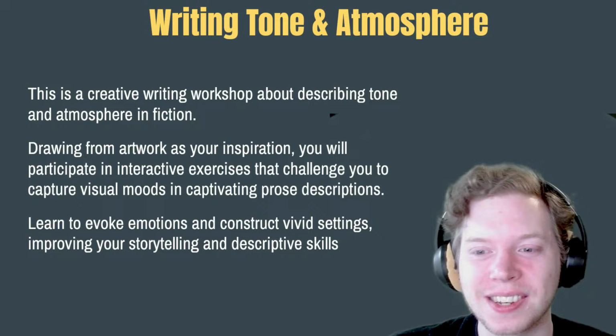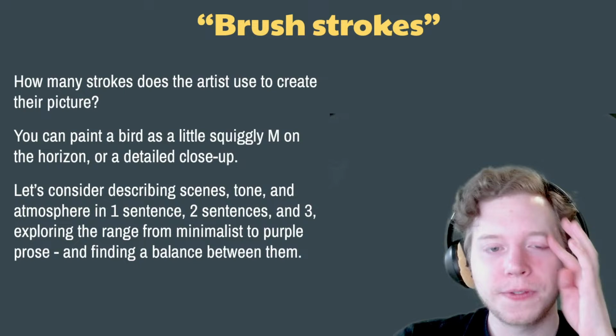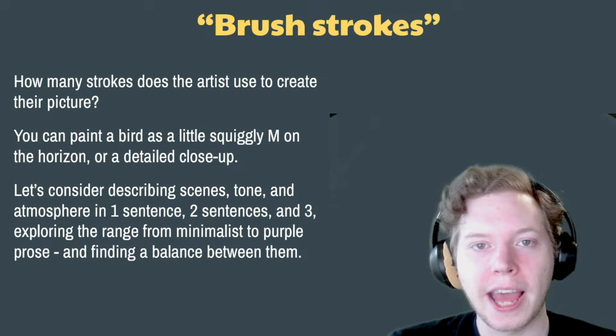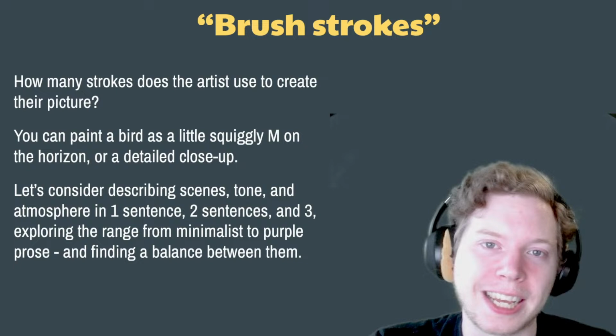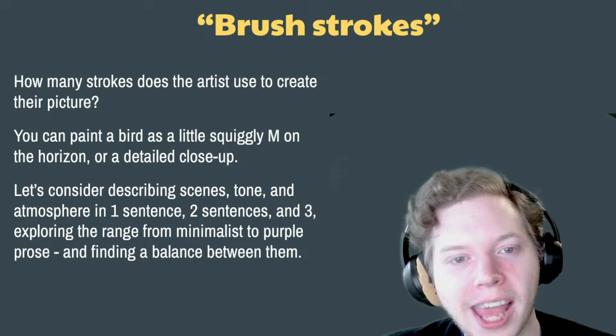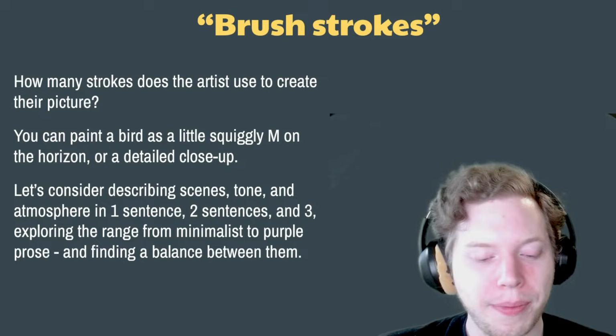Okay, let's look at our first slide here. So I want to first talk about this idea of brush strokes. You can paint a bird as a little squiggly M in the distance in the sky, or you can paint a bird using 100,000 brush strokes as a super detailed close-up of its eye reflecting the light on the ocean, right? You can use any number of brush strokes to paint anything.